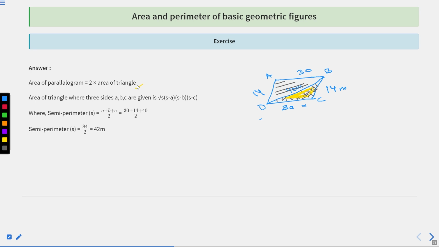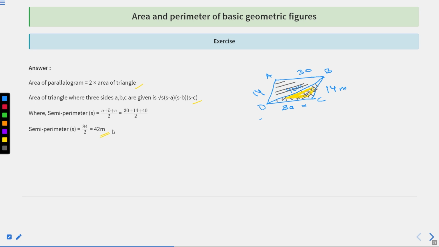So which formula are we going to use? We are going to use Heron's formula. So the area of triangle where sides a, b, c are given is under root s times (s minus a), (s minus b), (s minus c). This is Heron's formula, where s is (a plus b plus c) by 2. Now substitute the values of a, b, c. That will be (30 plus 14 plus 40) upon 2. So the semi-perimeter s is 84 upon 2 and it is 42 meters.